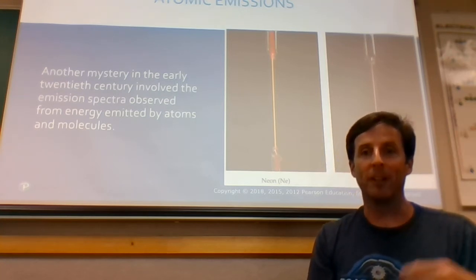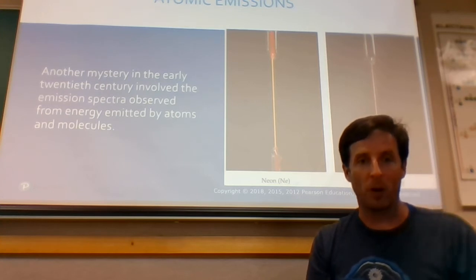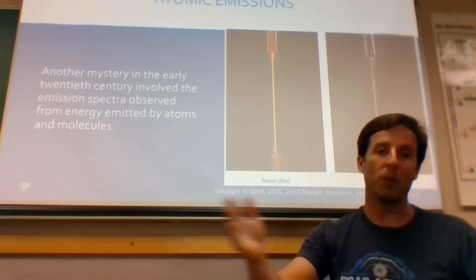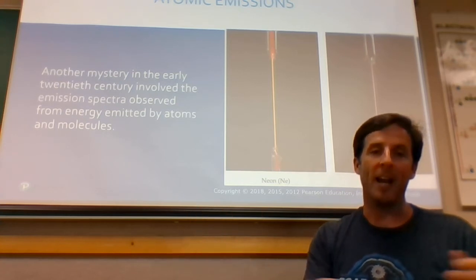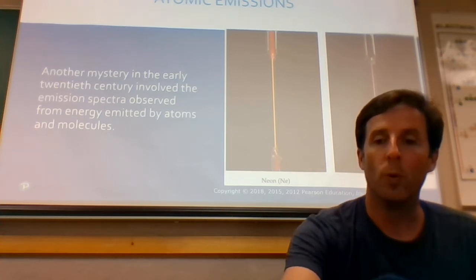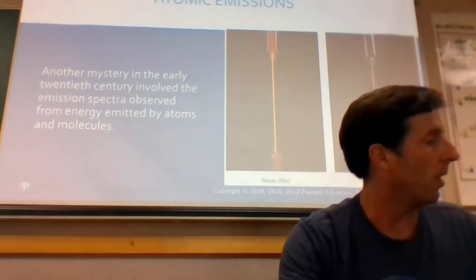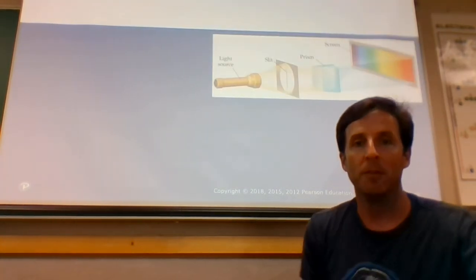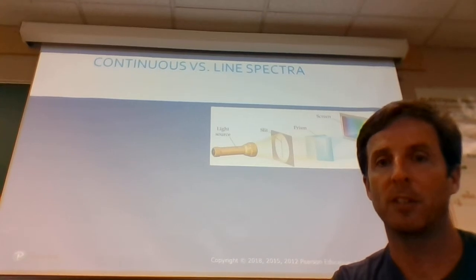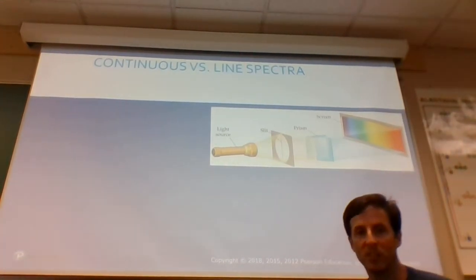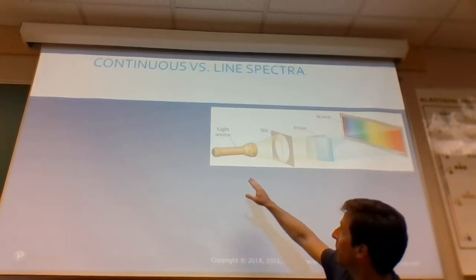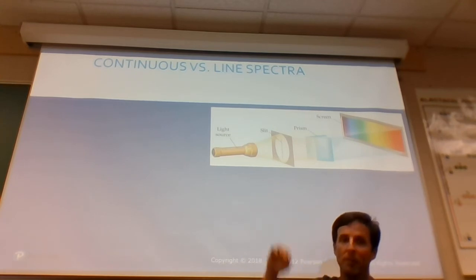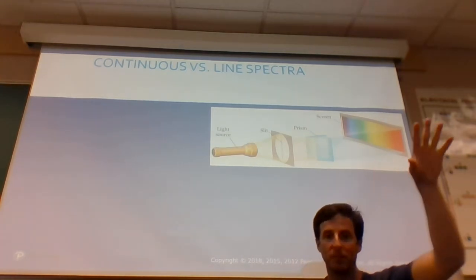Now, if the electrons could jump into any orbits they wanted to, then I would get a mixture of all colors of light, and every source of light would end up being what we call, on the next slide, a continuous source. A continuous source is the flashlight in this example, or if I take light from the sun.